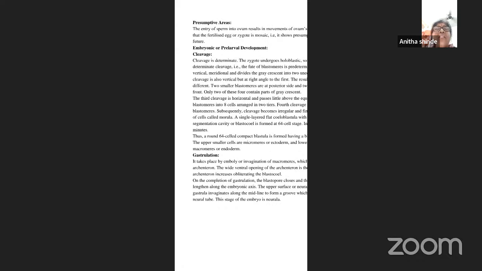Now, embryonic or pre-larval development will take place. So once that is fully developed, the next stage of development will take place. So what is that? Embryonic development. The embryo will develop further. First, once the zygote is fully developed, it will undergo cleavage, blastulation, gastrulation and all those things. Now the first is the cleavage.